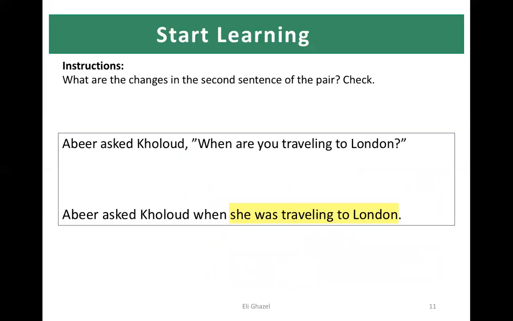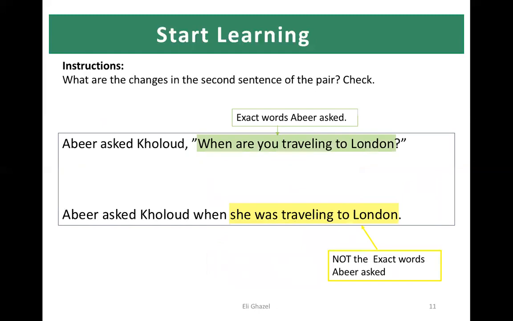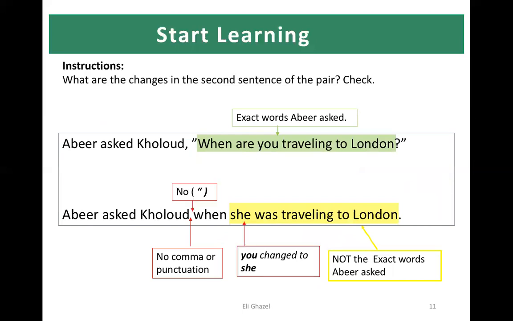Abir asked Khulud, when are you traveling to London? And again, we notice the exact words are, when are you traveling to London? And not the exact words, when she was traveling to London. And we notice no comma or punctuation. We notice no quotation marks. We notice now that the "you" has been changed to "she", and that the "are" has been changed to "was". This is what the students should be doing, noticing the differences.